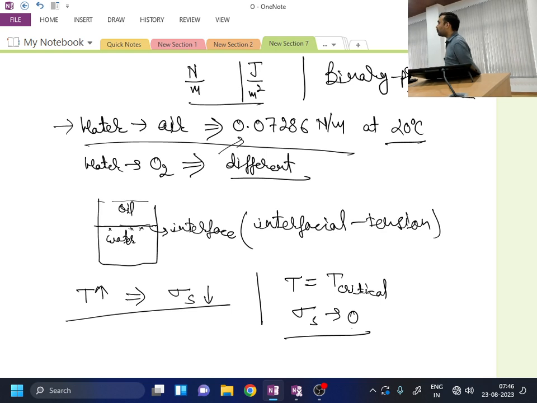Why does surface tension become 0 at the critical point? Do you know what the critical point is? Yes, it is the temperature at which saturated liquid and saturated vapor meet, beyond which multiple phases will not be present in the two-phase region.